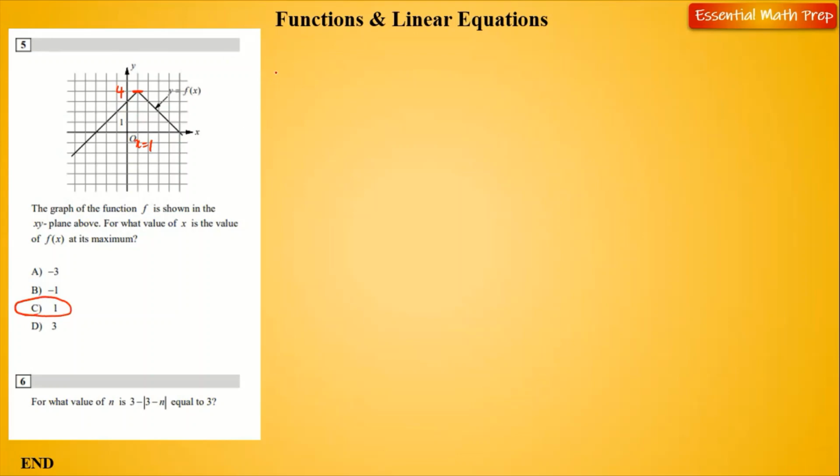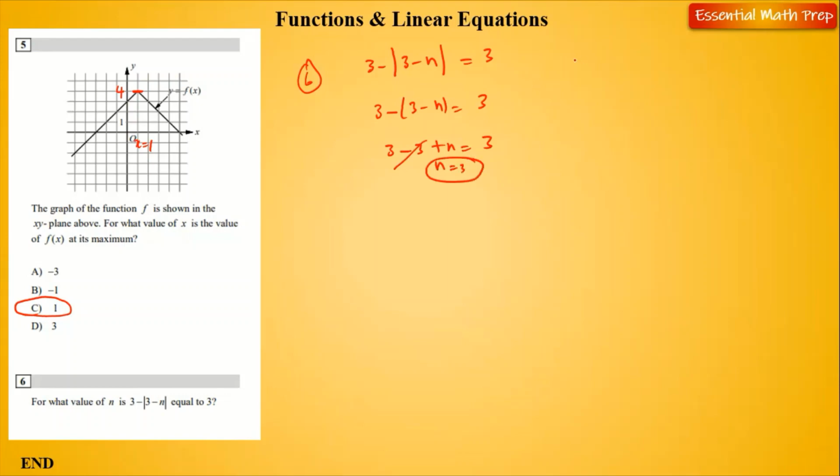Let's finish up with problem 6. We have 3 minus the absolute value of 3 minus n equals 3. What's the value of n? So 3 minus 3 plus n equals 3. This is 0, so n equals 3.